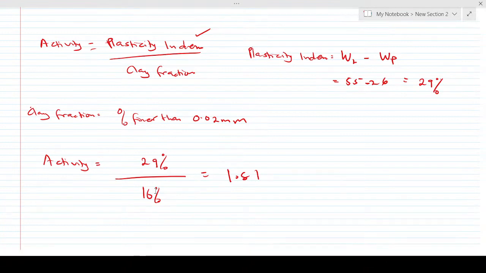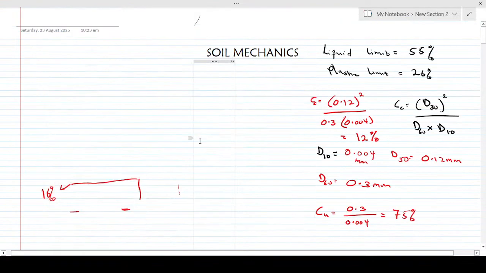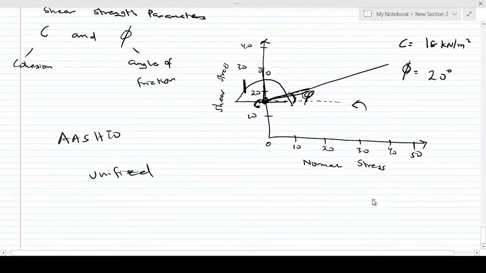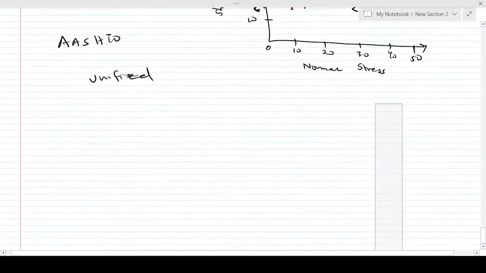All right. Let's move ahead and classify the soils. We are going to classify the soil based on the AASHTO classification scheme, and also based on the unified classification. So let's begin. Let me bring this back so that we can write. Let me just put this here.